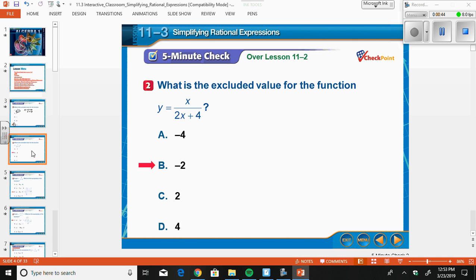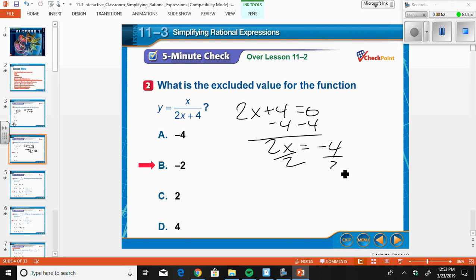Excluded value. So again, 2x plus 4 equals 0. We subtract 4 from both sides. 2x equals negative 4. We divide by 2 on both sides, and x equals negative 2.